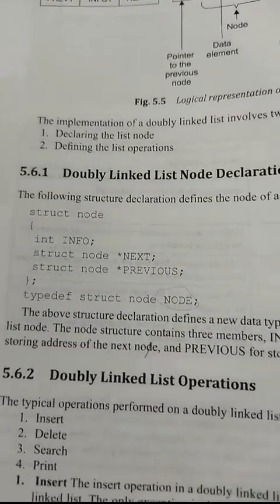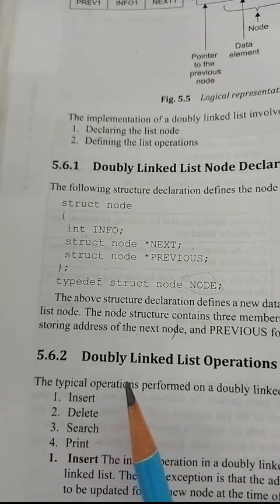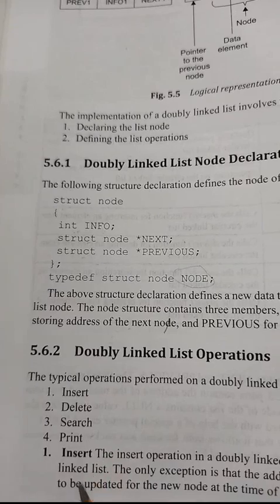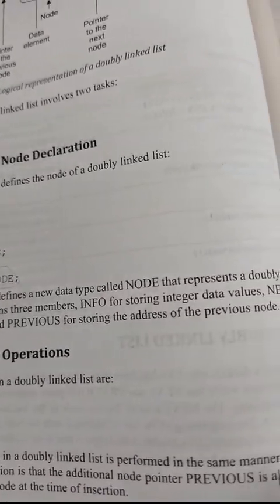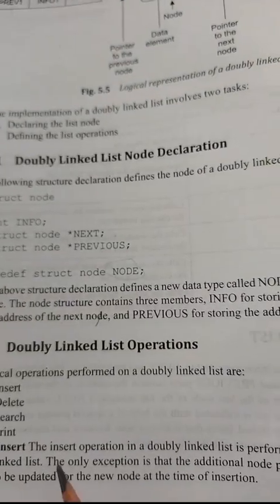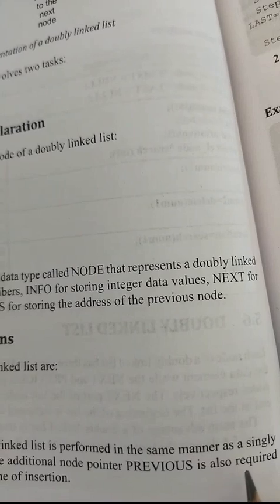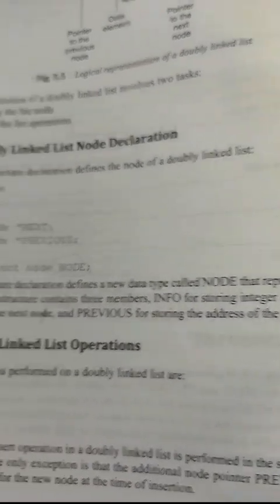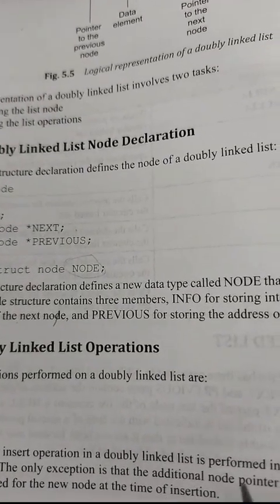Doubly linked list operations. Usually there are four operations performed on a doubly linked list: insert, delete, search, print. The insert operation in doubly linked list is performed in the same manner as a singly linked list. The only exception is that the additional node pointer previous is used here. So previous is the additional pointer that needs to be updated for the new node at the time of insertion.